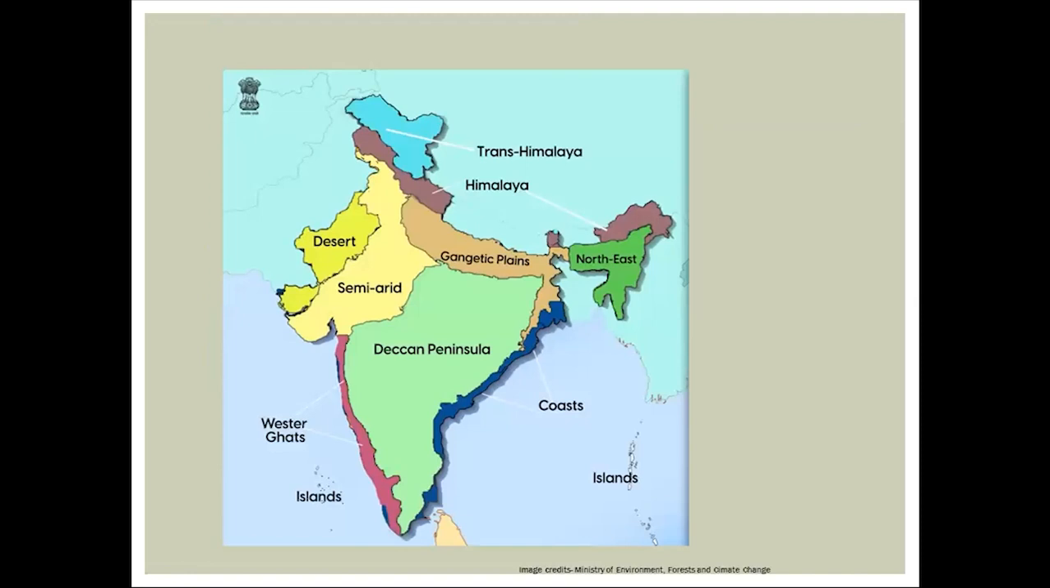Then we have discussed this map where 10 biogeographic zones of India are shown. Beginning with the Trans-Himalayan zone, then the Himalaya. This is in the northern part of the country. Then in the western part, there are desert and semi-arid regions. Then the Deccan Peninsula is the most stable part. Then Western Ghats, the Gangetic Plains, Northeast region, coasts, and islands.